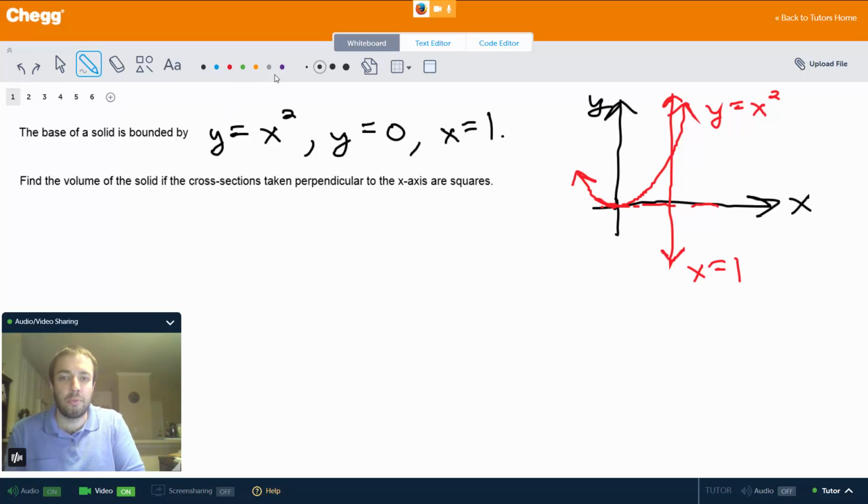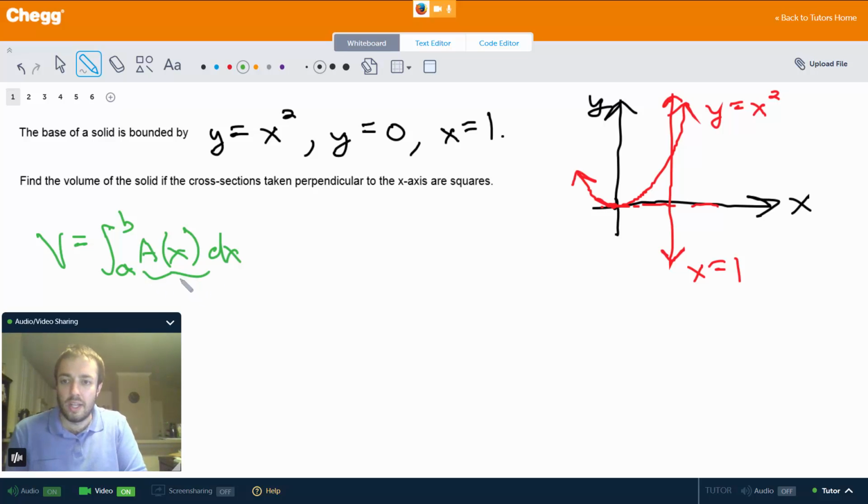Before we move any further, what is the formula for the volume using cross-sectional areas? In general, the volume V is the integral from a to b of capital A of x dx, where capital A of x represents the cross-sectional area at x units. So in our case, we have the integral from what? We're looking at this region here. Here's our base. We're going to integrate in the x direction, so that's going to be from 0 to 1. So the integral from 0 to 1 of what?